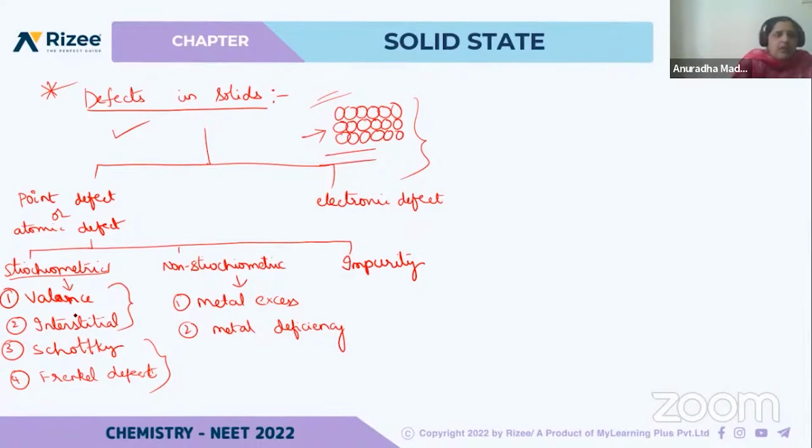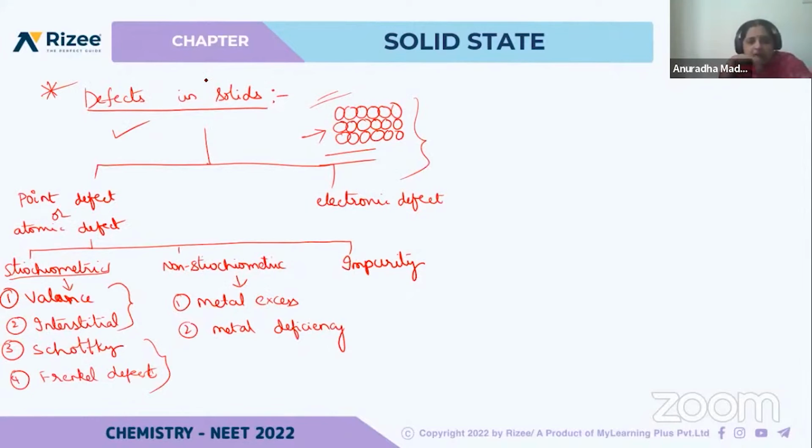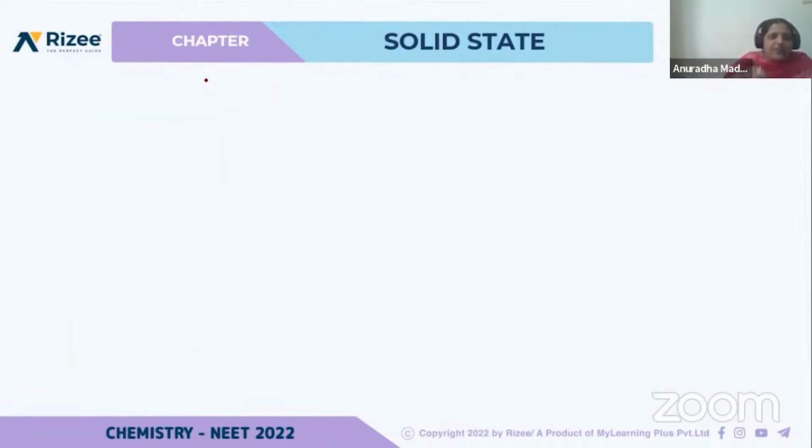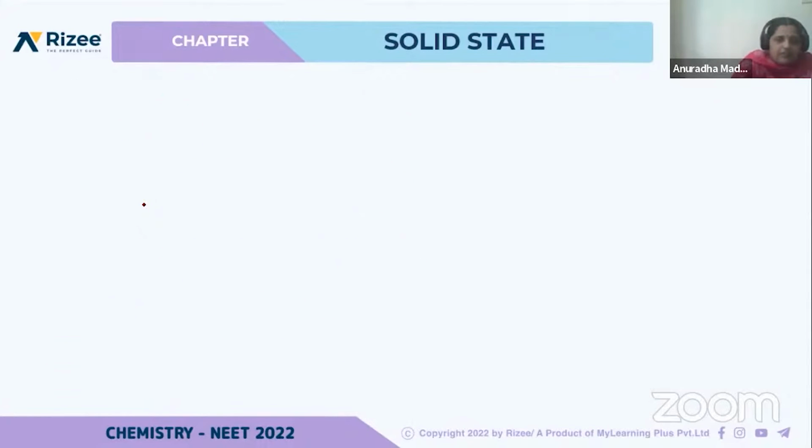First one is the stoichiometric defect, and in that, the vacancy defect. One more name for the stoichiometric defect is thermodynamic defect. We can see the defect according to temperature; if temperature changes, the defect also changes. So let's see one by one. What is vacancy defect? So the first one is vacancy defect.